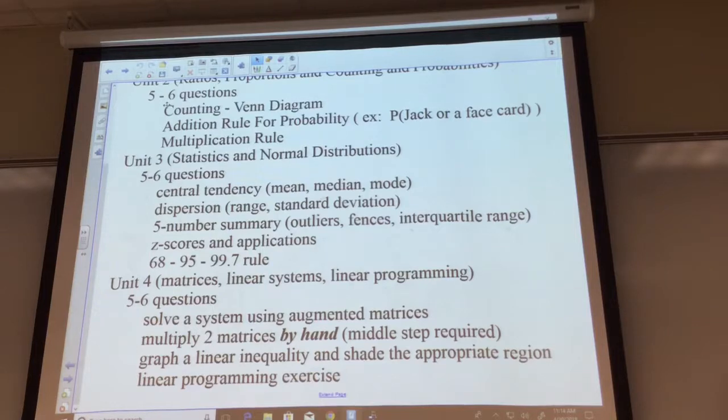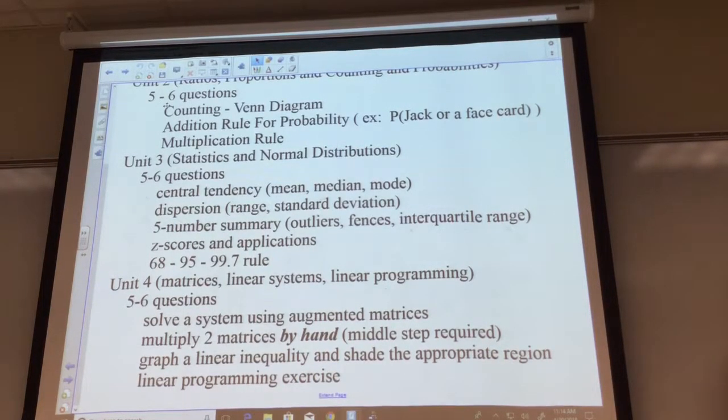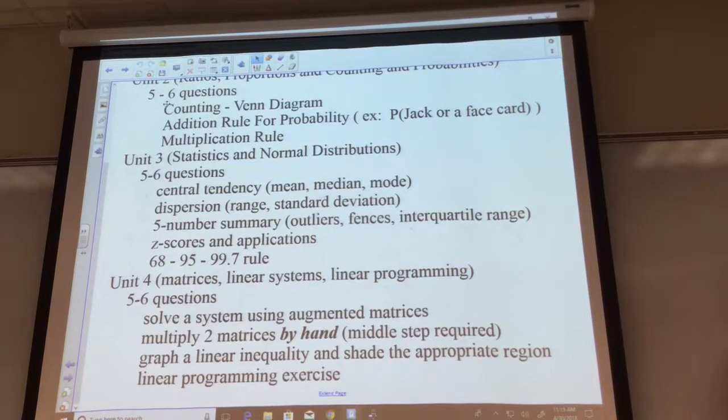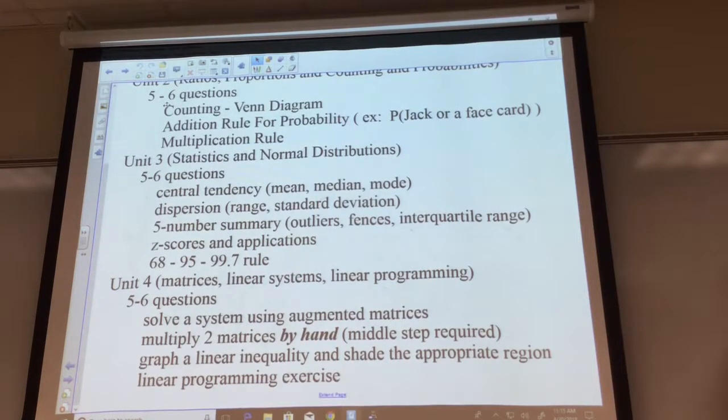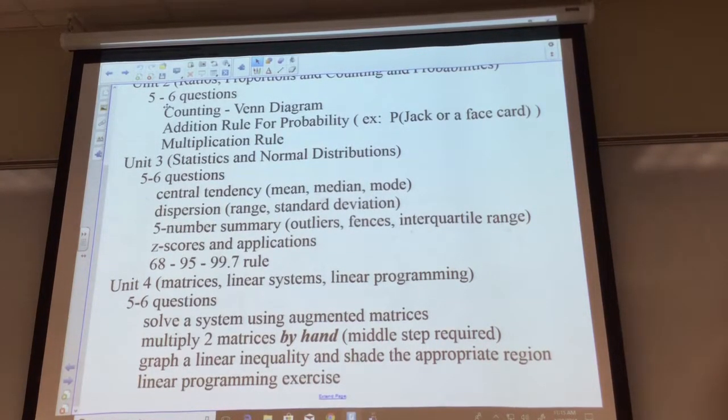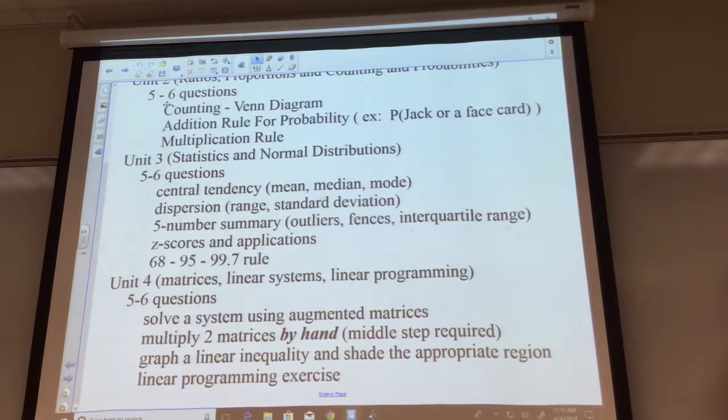I'm absolutely certain that you will see at least one graphing problem. It may be just one inequality that you have to get the line and then which side to shade. It may be a system of inequalities where you've got 2 lines and you got to figure out the feasible region, which line to shade.